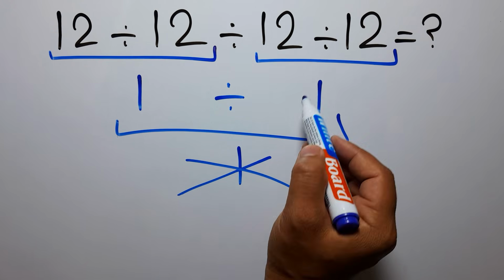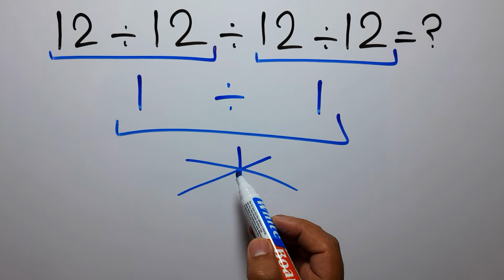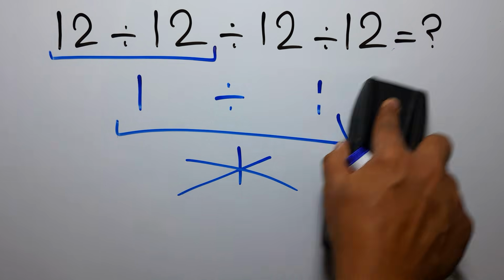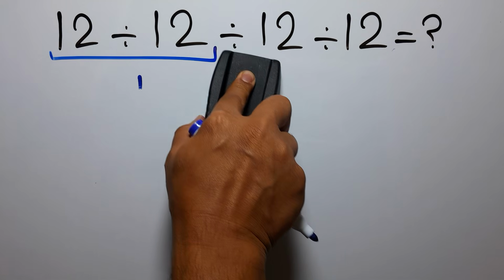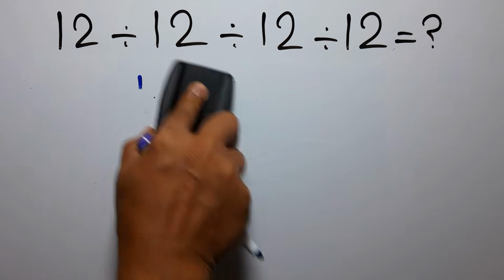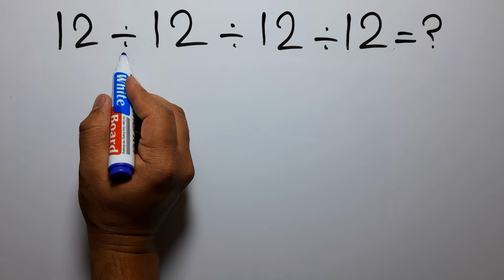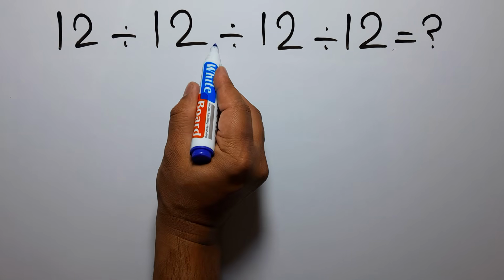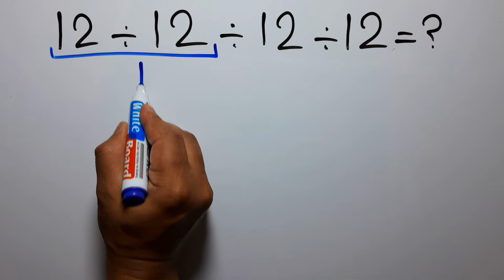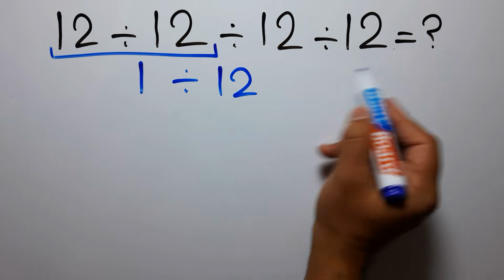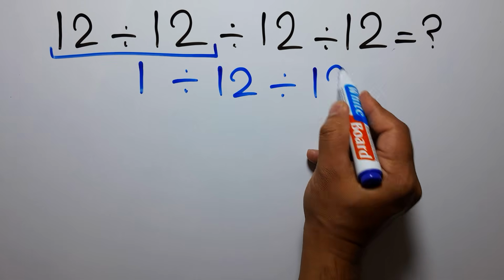If we do this division before this division, it is wrong. So first we have to do this division. 12 divided by 12 is just 1. So we have 1 divided by 12 and again divided by 12.